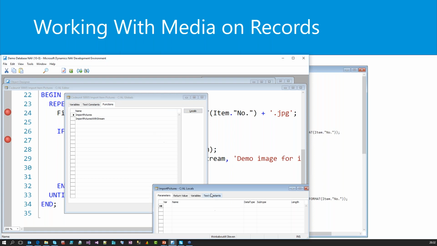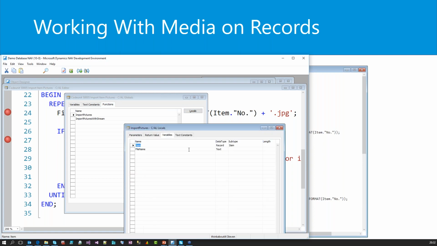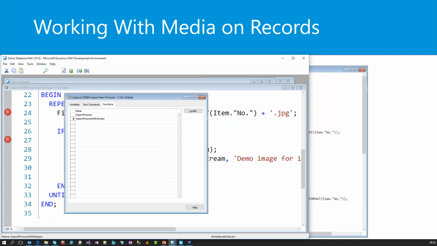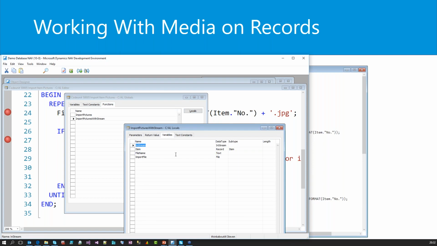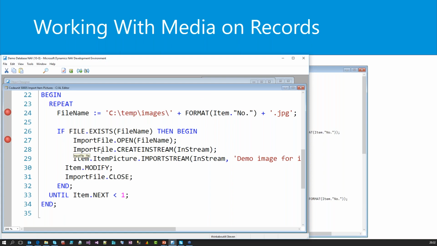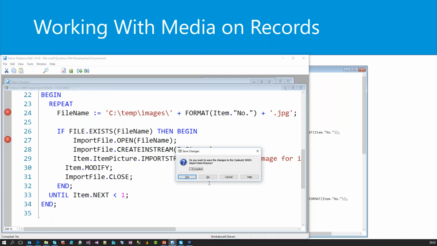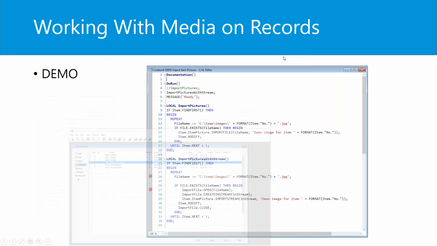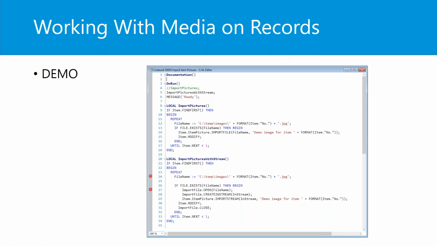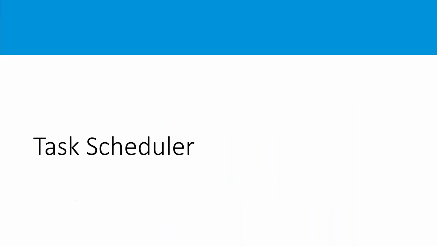So that's how easy it is to work with these images and these data types that we have available. You can have a look here at what I used. Basically, I have the item in here, and if I look at the other function, I'm also using the item table in this case, and just a very simple file variable. The power is basically here in the media or media set types. I'm just using the import stream functions.